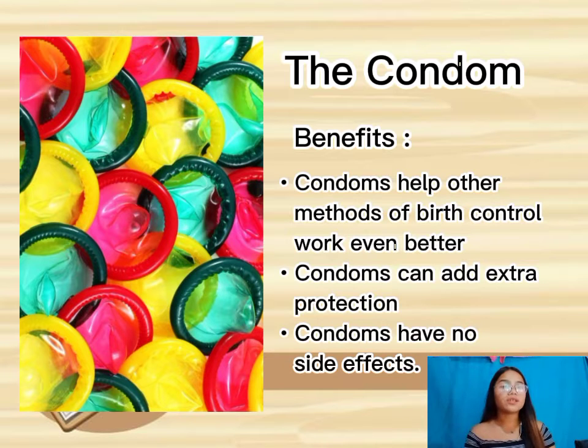The fourth one is condoms help other methods of birth control work even better. Adding condoms to your birth control lineup can give you extra pregnancy protection. No method is 100% effective, so adding condoms as a backup helps you prevent pregnancy if you make a mistake with your other method or it fails. And it's a good idea to use condoms to help protect yourself against STDs as well. The fifth one is condoms can add extra protection to almost all other birth control methods like the pill, shot, ring, IUD, and implant.